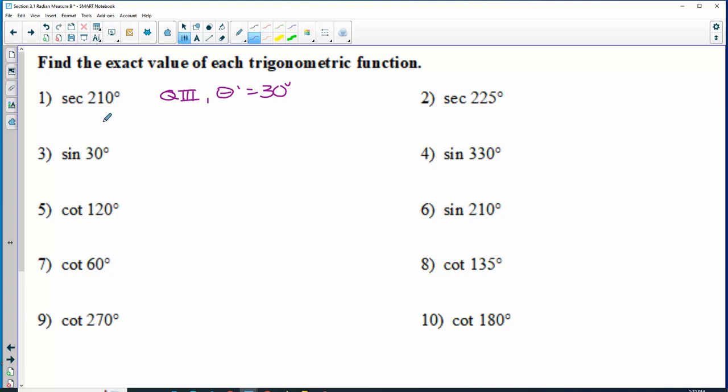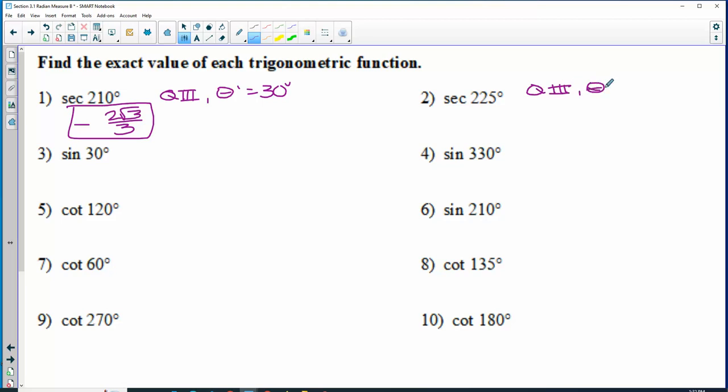So secant is a reciprocal of cosine. In quadrant 3, cosine is negative. The cosine of 30 is radical 3 over 2. So that means secant would be 2 radical 3 over 3.